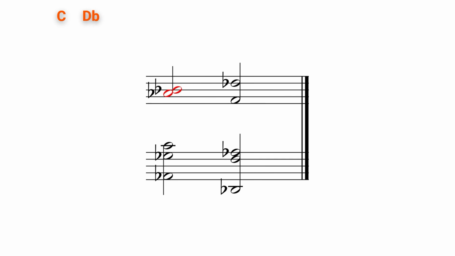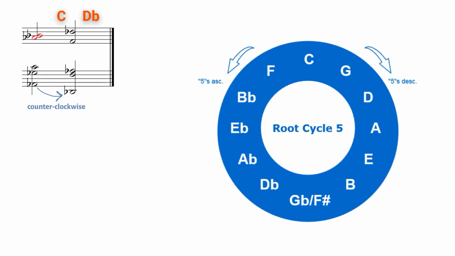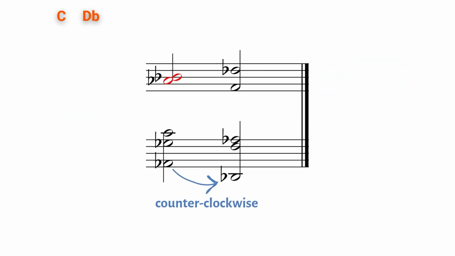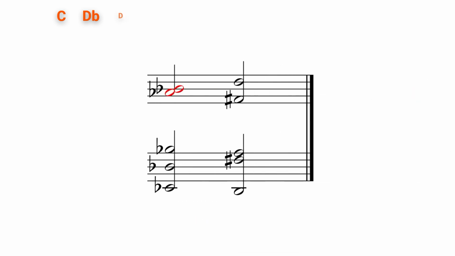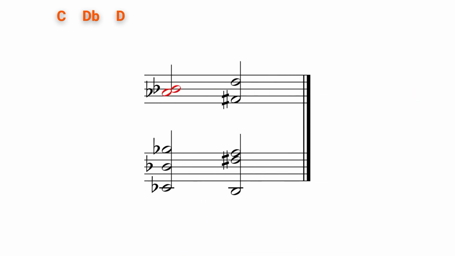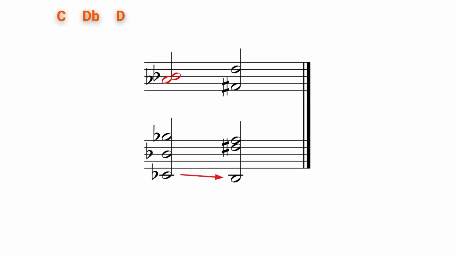Next, let's shift to the D-flat root tone. You might have noticed that we use the circle of fifths to get to D-flat. That's our first concept. Use the steps from the circle of fifths to transition smoothly to your new root tone. Now let's look at the D root tone. In this case, the circle of fifths didn't sound quite right, so I chose to use a chromatic movement instead.